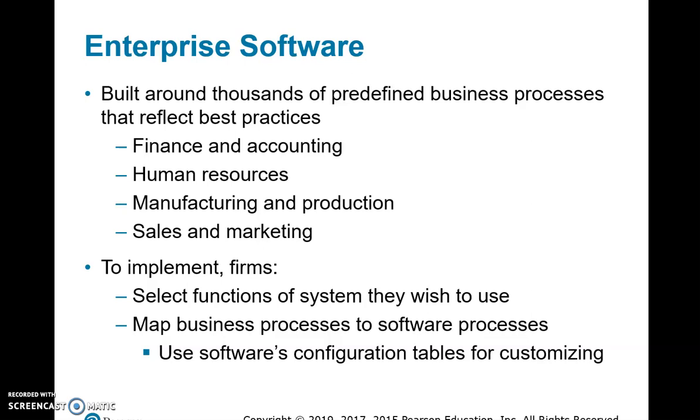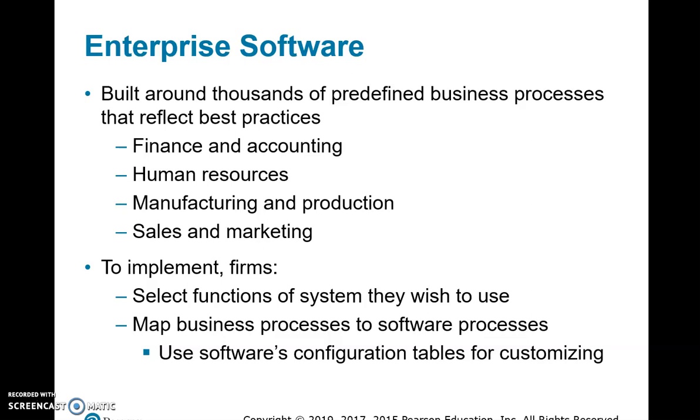Enterprise software has business processes, which basically means the best practices of finance, accounting, human resources, manufacturing, production, and all those functions. The business processes are built in, and you can change them, because processes are different from one company to another.